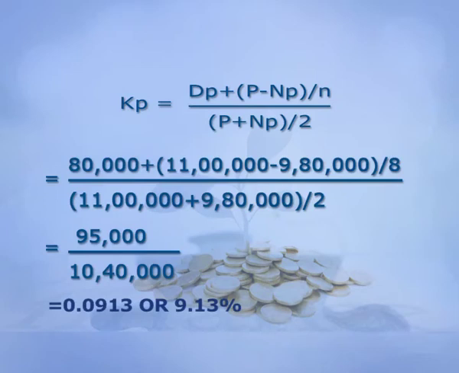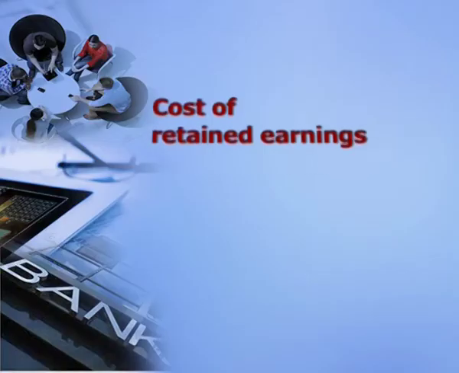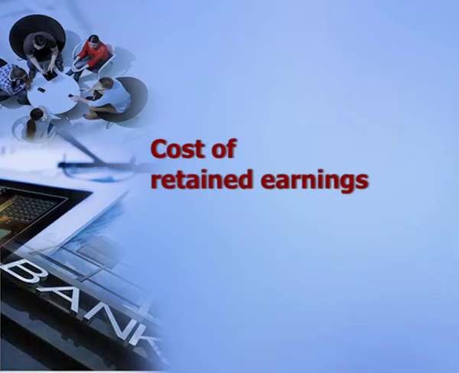The solution is 80,000 plus 11 lakh minus 9 lakh 80,000 divided by 8, whole divided by 11 lakh plus 9 lakh 80,000 divided by 2, which is equal to 95,000 divided by 10 lakh 40,000. Now let us see the cost of retained earnings.